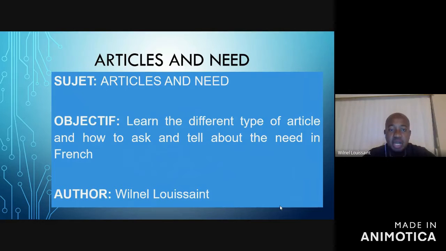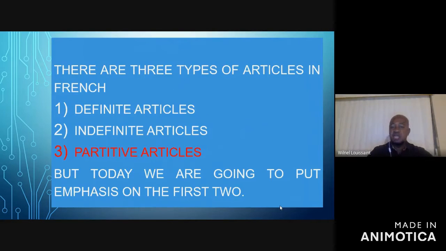Today, we are going to talk about articles in French. Then, after explaining what these articles are, we are going to incorporate them into sentences just to express need in French. All right. So now, as you can see from the board, in French, we have three types of articles. Number one is the definite articles, we have indefinite articles, and we have partitive articles.